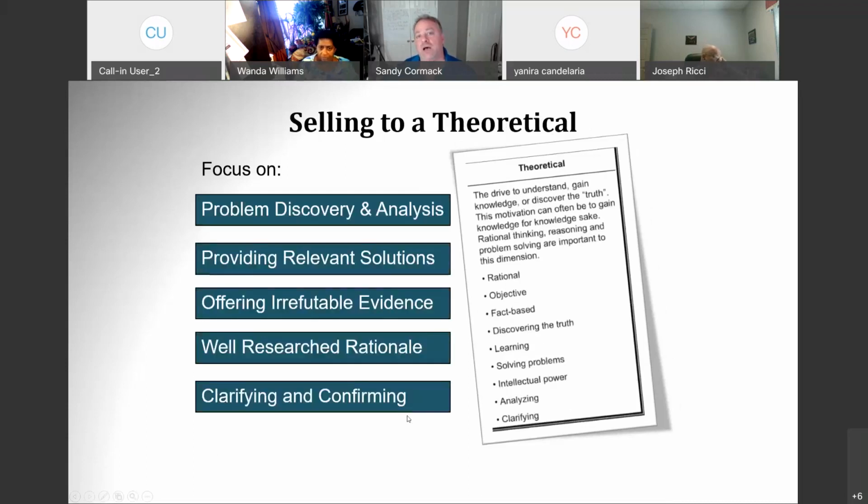If I want to try to persuade somebody with high theoreticals, they are all about solving problems. So show how what we're doing, what's leading you to this, helped understand the problem and how I analyzed the problem to get to this solution. The solutions need to be relevant. I need to offer evidence to support my well-researched positions and rationale. And I also need to make sure that what I'm doing is clarifying and confirming along the way.